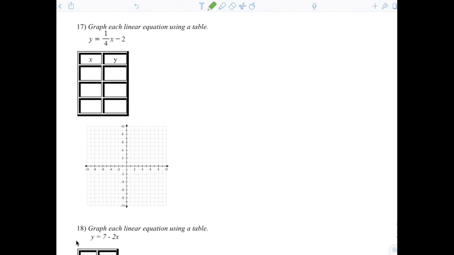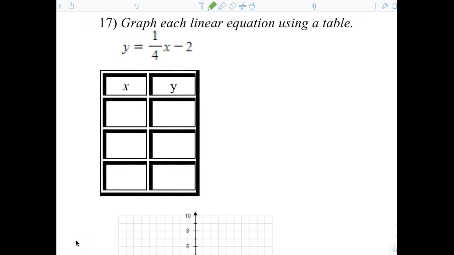All right, so everybody jump to 17 for me. What numbers am I going to use on 17? Go ahead. Would it be negative 4, 0, 4? Yes, negative 4, 0, 4. And when you plug in negative 4, here's how I want you to think about this. 4 times negative 4 minus 2. You take negative 4 and divide it by 4. What is that?